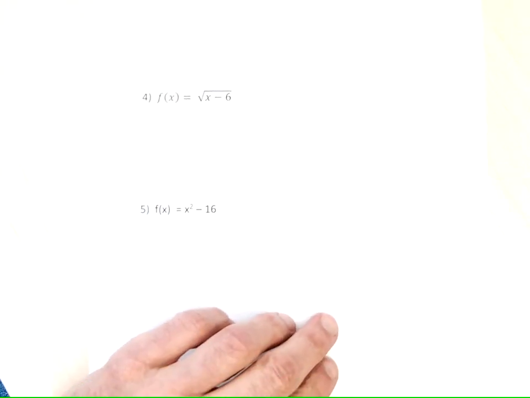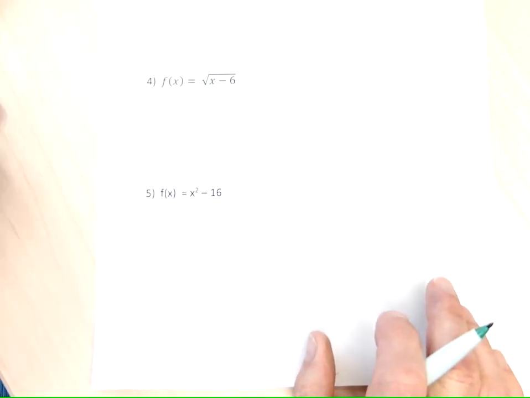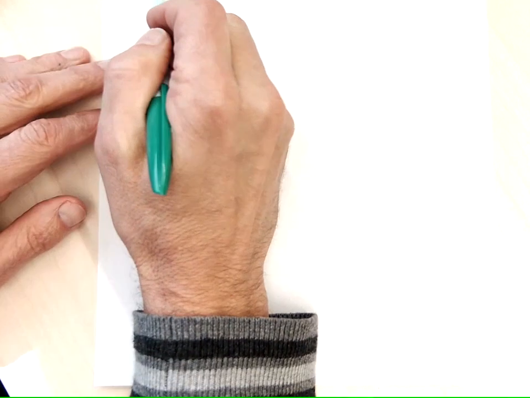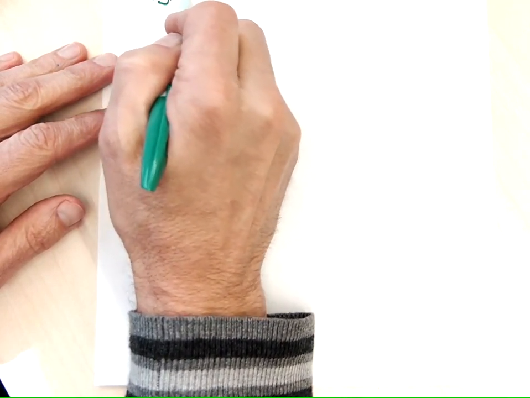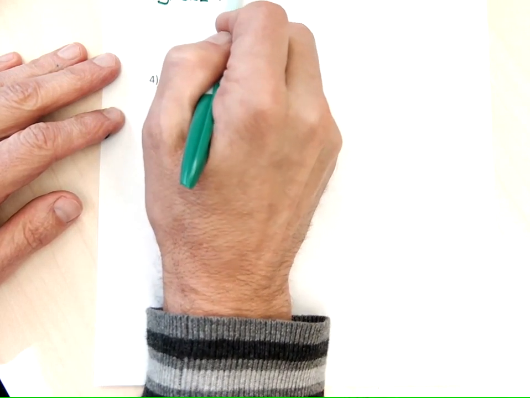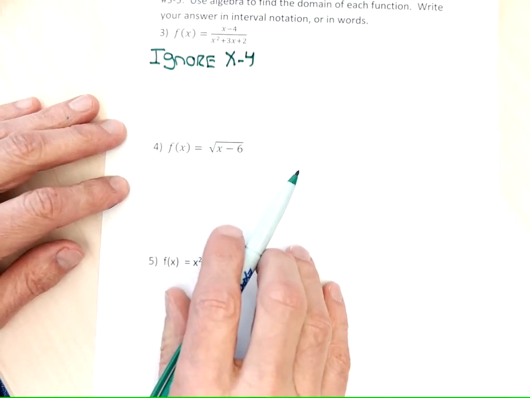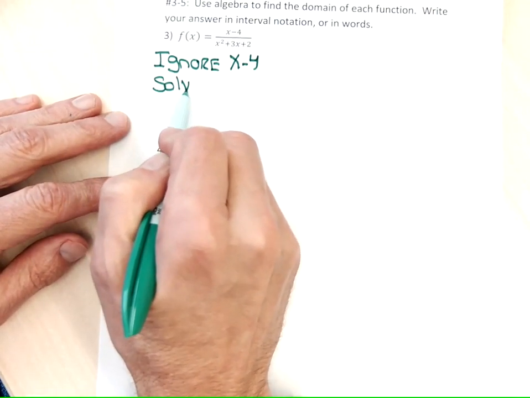When I go to do problems 3 through 5, this wants me to find a domain and a range using algebra. And in problem 3, to find the domain of a fraction, you ignore the numerator. So to do number 3, to find its domain, because it's a fraction, I'm going to ignore the numerator. Now that you can't see that, I'm going to solve the denominator equal to 0.